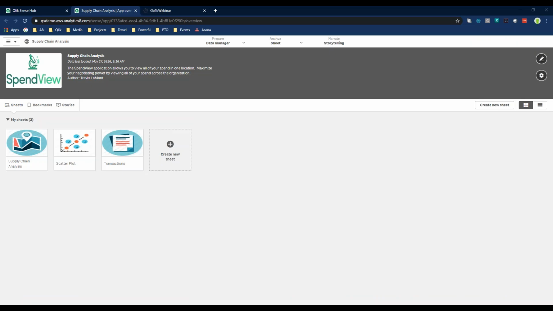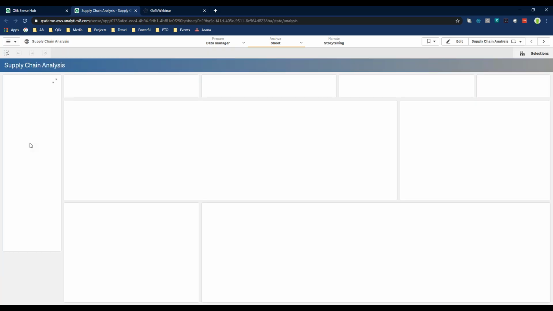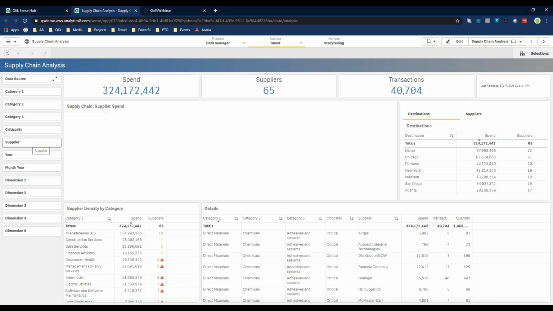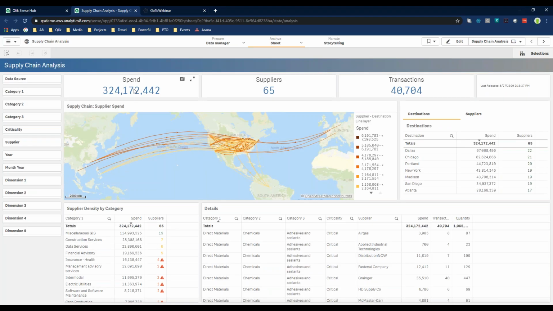So let's go ahead and take a look at our supply chain analytics application and really dive into how this type of analytics can help you create these sorts of contingency plans. So I'm going to go ahead and jump into our supply chain analytics dashboard here. And this is going to give you the ability first to start to see how much spend you're dealing with, how much spend across how many suppliers and with all the different transactions in your system.